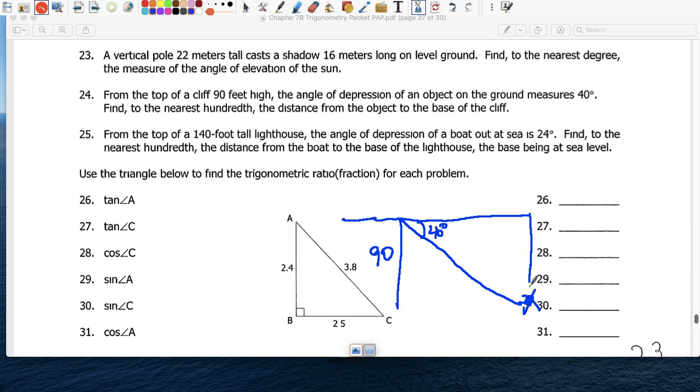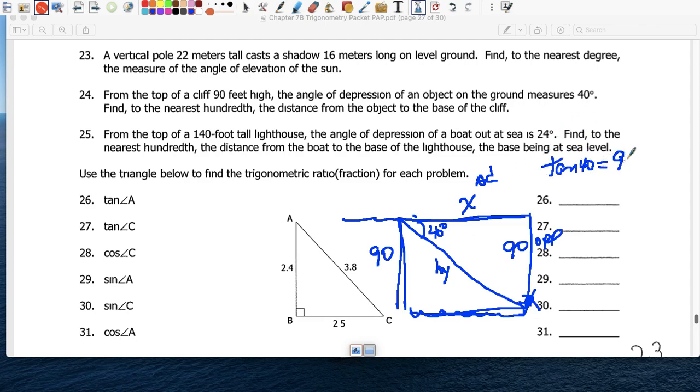So we know this is 90, right? Because that's 90, this is also 90, and we want this distance over here. So this distance would be this distance on top as well. So that's 90, this is X. So again, this is the hypotenuse, this is the adjacent, and this is the opposite. So this would be tan of 40 degrees equals opposite, which is 90, over the adjacent, which is X.